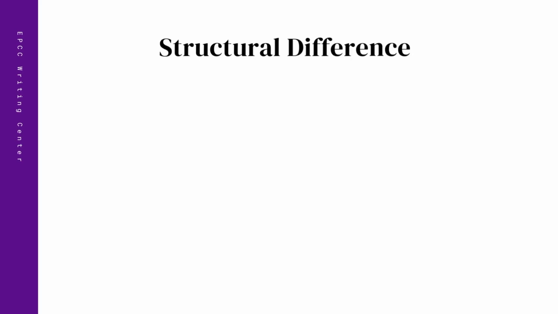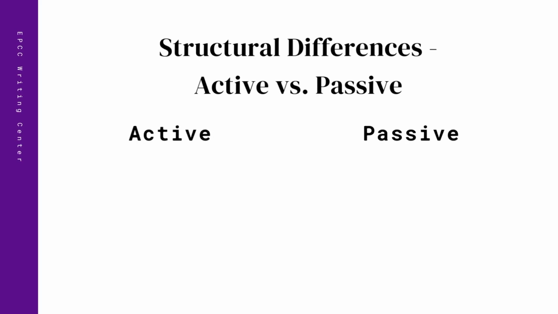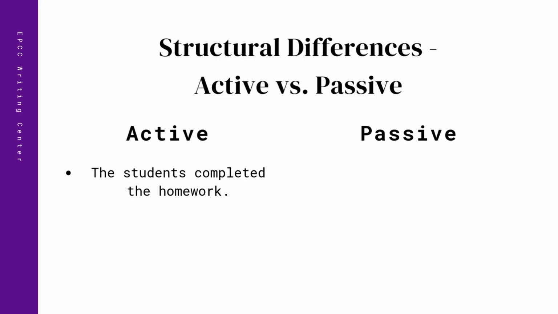But structurally, passive voice usually adds extra words. Let's compare. Active: the students completed the homework. But passive: the homework was completed by the students. Same basic meaning, but the passive sentence has more parts. "Was completed", two words. Plus "by the students", a prepositional phrase. That adds up.